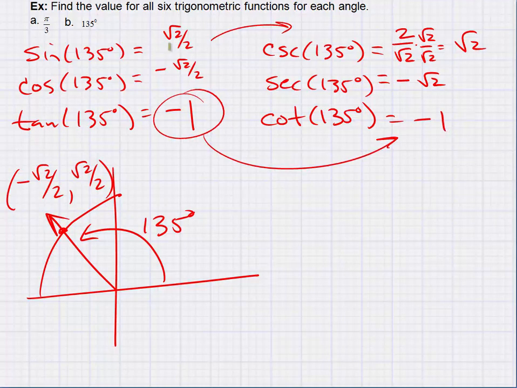So here are my answers. Square root of 2 over 2, negative square root of 2 over 2, negative 1, square root of 2, negative square root of 2, negative 1. It's very fast to find these values if you set it up a certain way and you know your points.